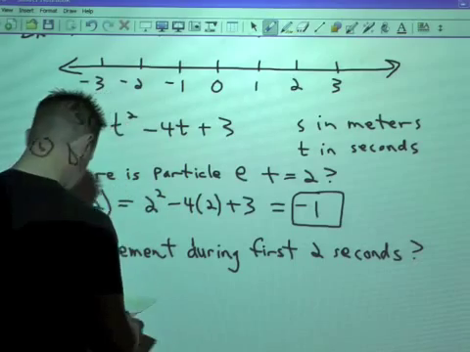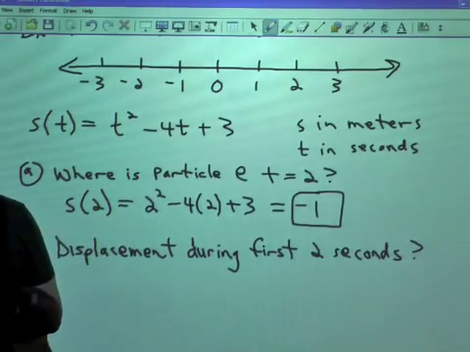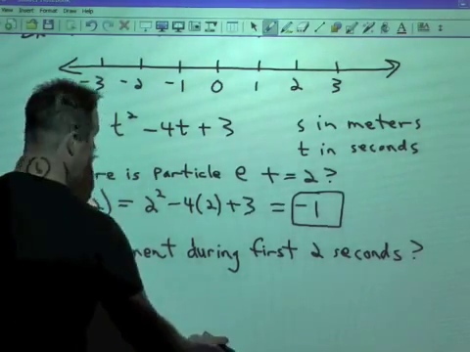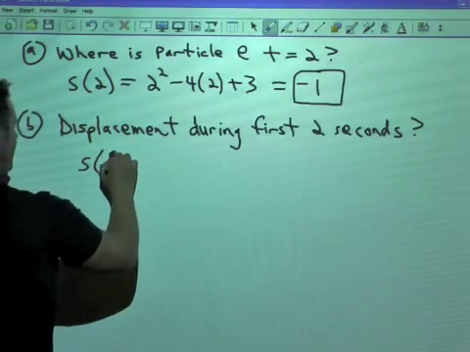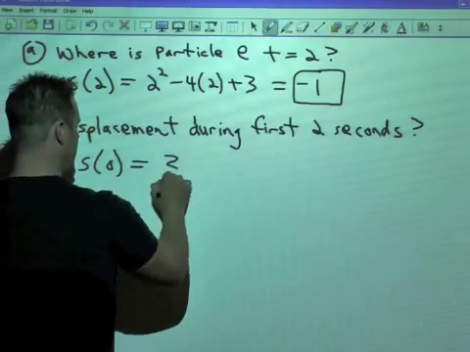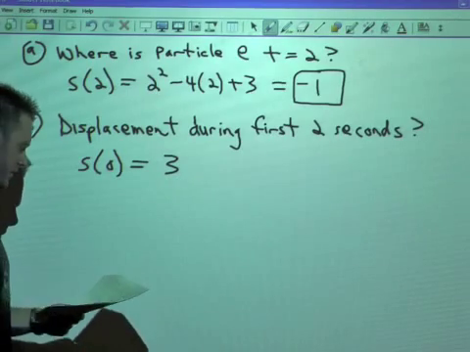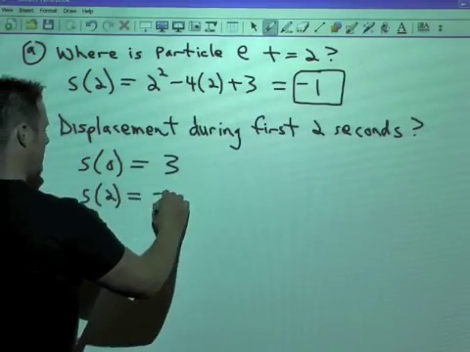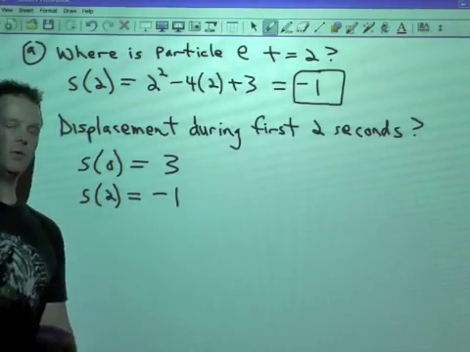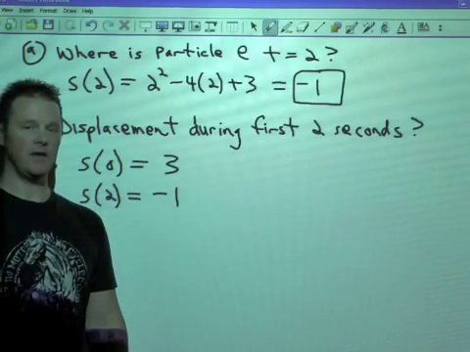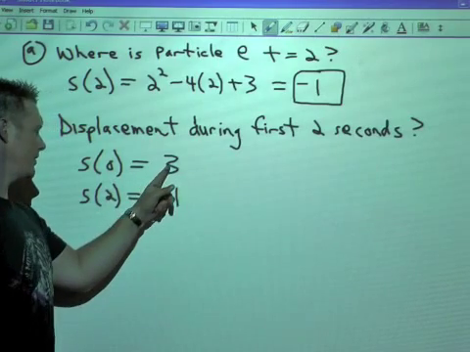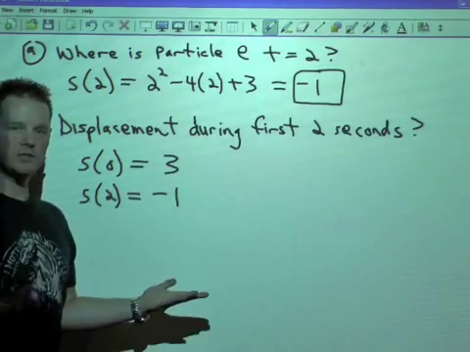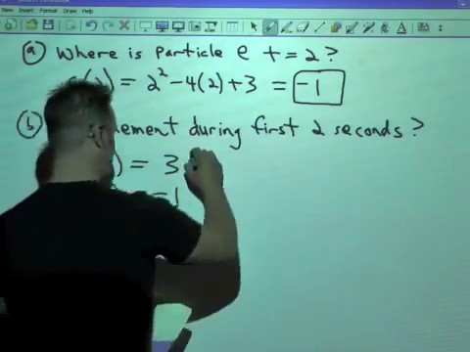Okay, so basically what we want to do here is, as I noted earlier, you have to find the initial position, which you substitute 0 into the function. And we just found in the last problem, s of 2 is negative 1. So what we want to do is subtract those values. This is where we are initially, this is where we end up, and those are obviously 4 units apart.